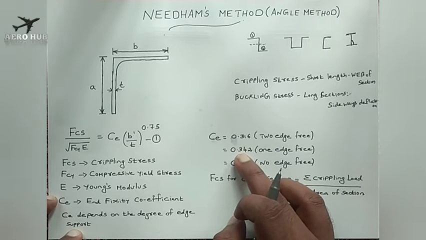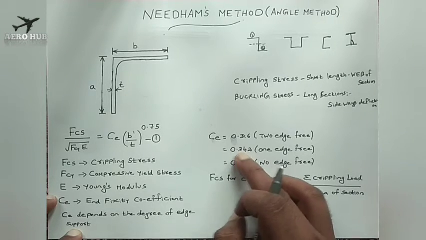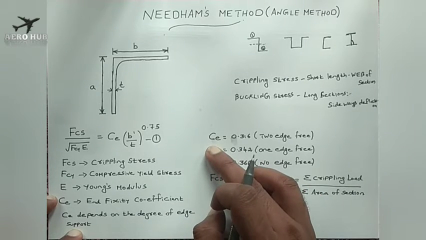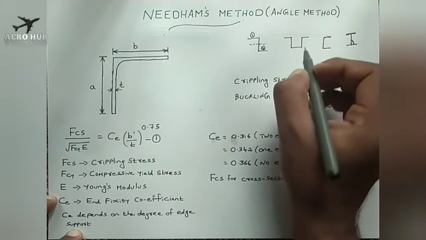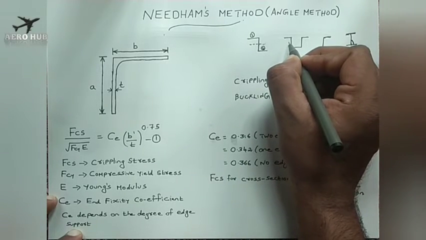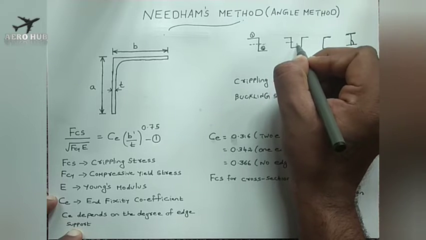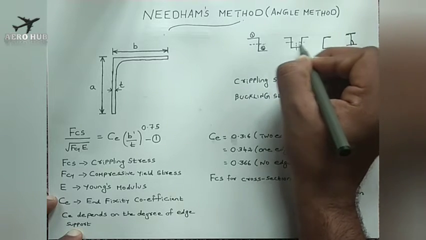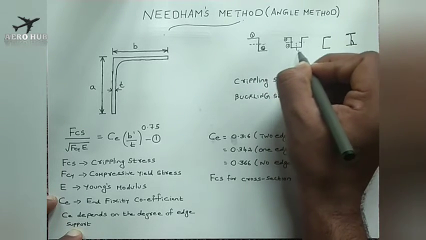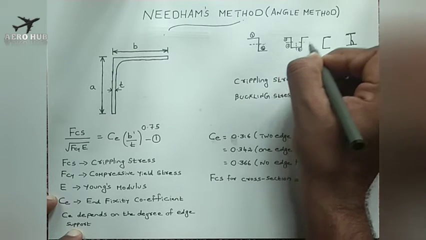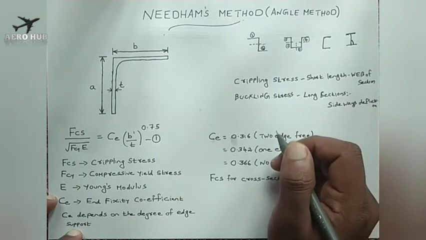We have to use the value 0.342 for the value of the end fixity coefficient. Okay. If I consider this hat section, I can divide it into 1, 2, 3, 4. So section 1, section 2, section 3 and section 4. Okay, we will do the problem.